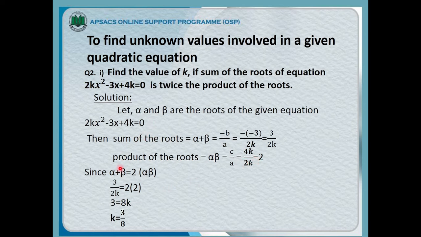Now, according to the given condition, sum of the roots is equals to twice the product of the roots. You can see in the question, it is written that sum of the roots is twice the product of the roots. I have written this equation in mathematical form. So we have already found the values of alpha plus beta and alpha beta, and by putting the values of these two, we can find out the value of unknown, that is k.